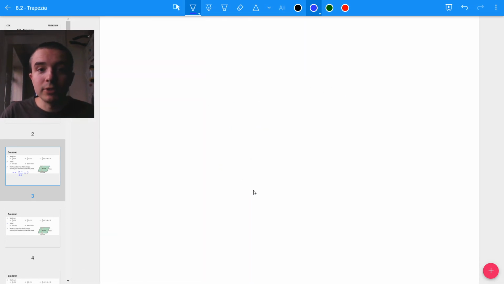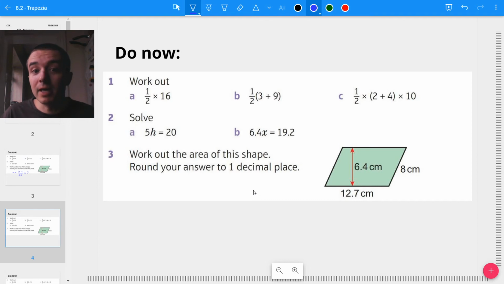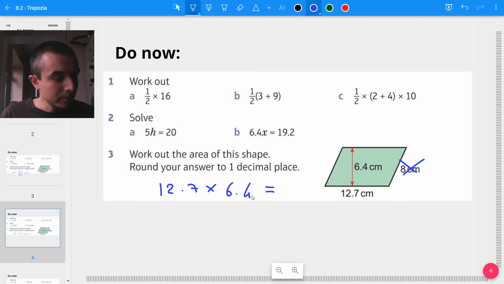And then what shape are we talking about here? We're talking about a parallelogram. How do we find the area of a parallelogram? We need to do base times the height. We ignore this side because you don't need the slanted side. You just need the perpendicular height. So 12.7 times 6.4, which is 81.28, which means 81.3 centimeters squared. That's it.